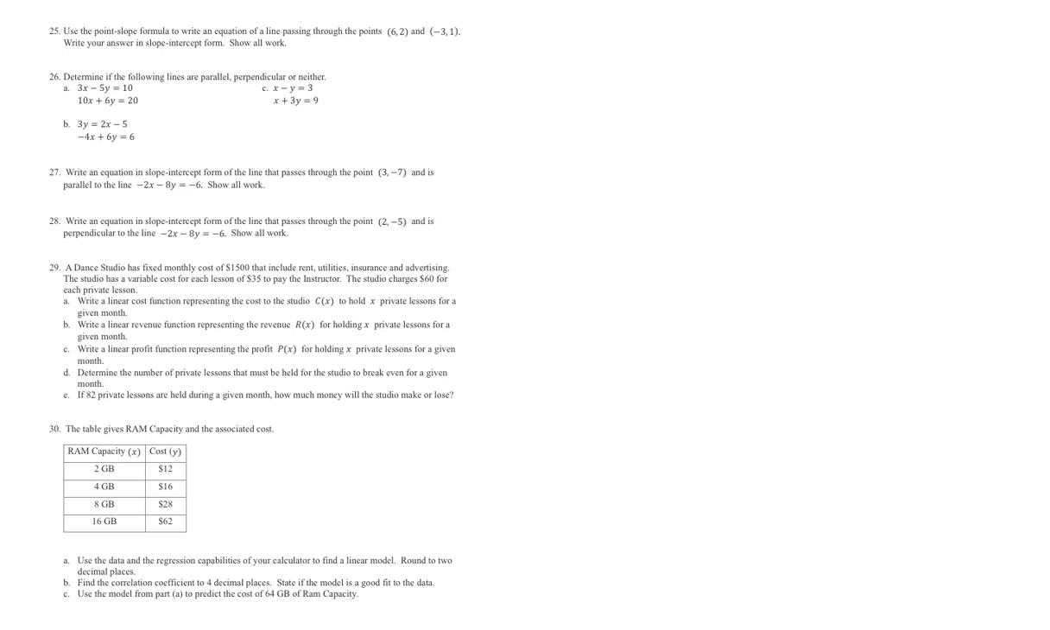Okay, looking at part 2 now, looking at question 25. Use the point slope formula to write an equation of a line passing through the points (6, 2) and (-3, 1). Write your answer in slope-intercept form. We're going to start by writing it in point slope form.